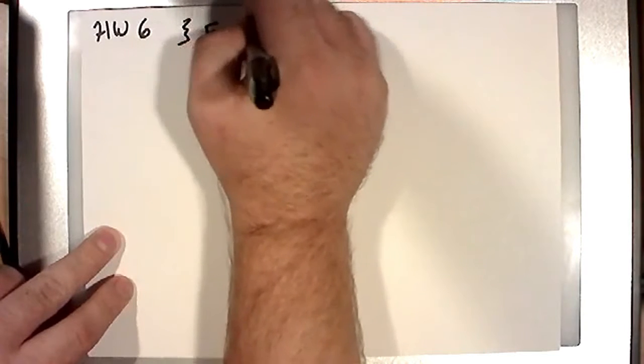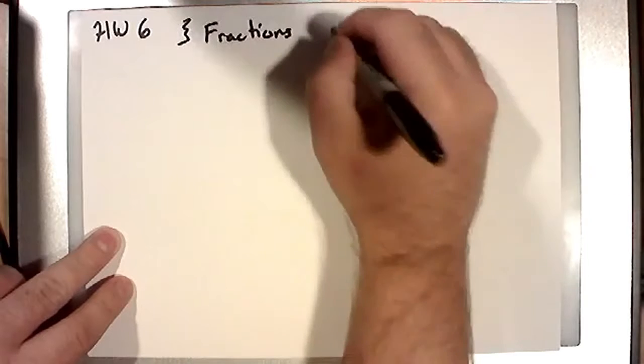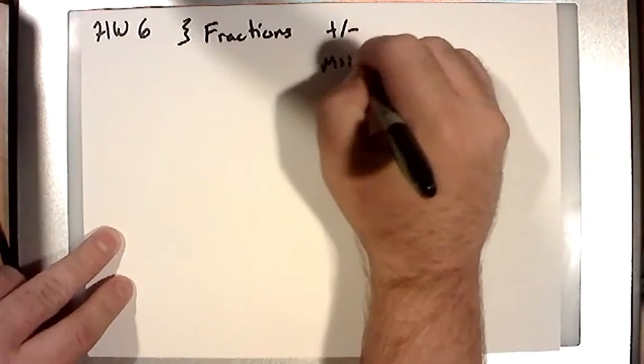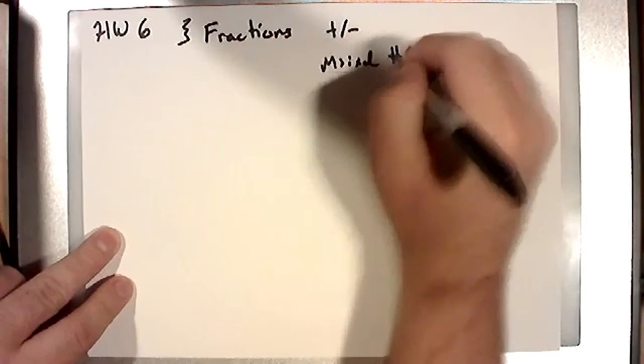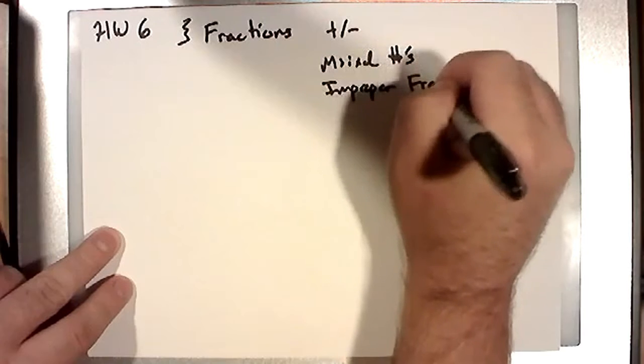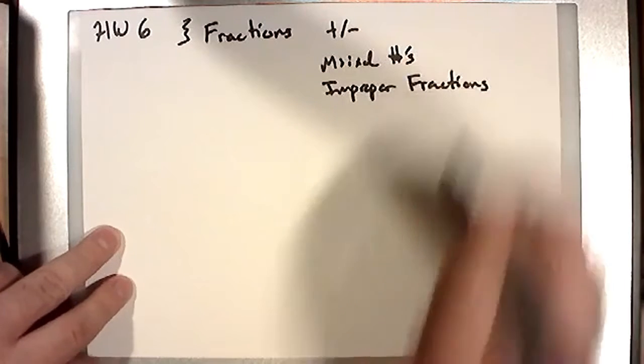So homework 6 concludes fractions, specifically how to add and subtract fractions, but we'll also be talking about mixed numbers and improper fractions. We mentioned them last time, but we're going to go ahead and finish that stuff out today.